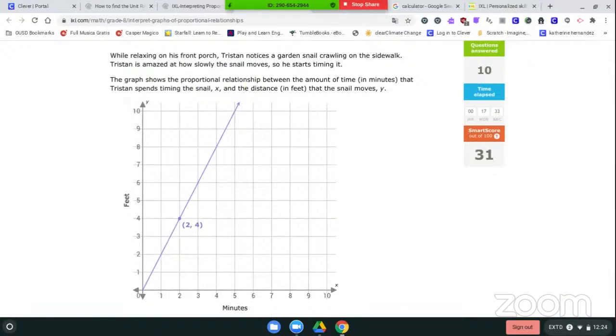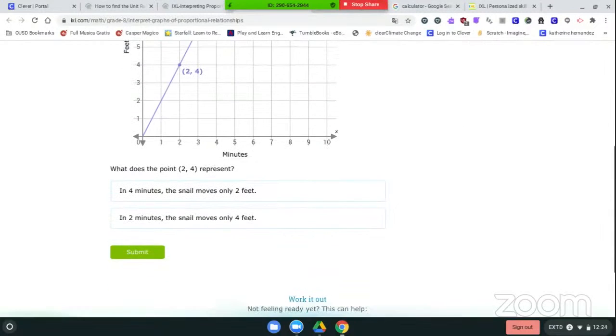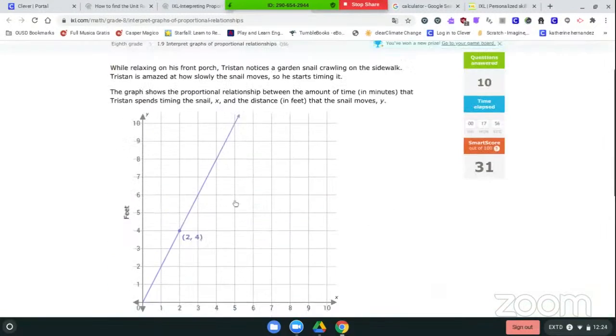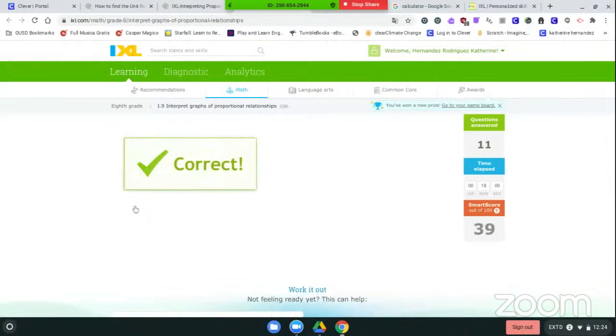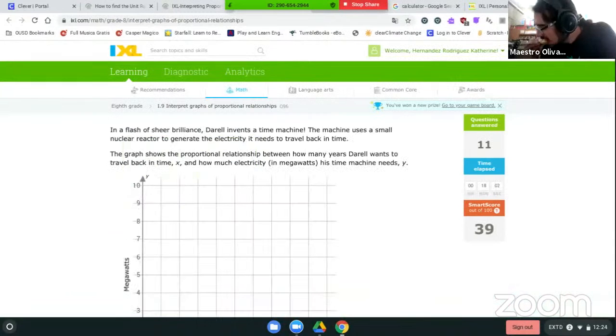So, two es el time, ¿verdad? El minute. Y Y es esa cosa en el feet, algo así. So es 2. A ver. Ah, ok. Mírala, mírala.